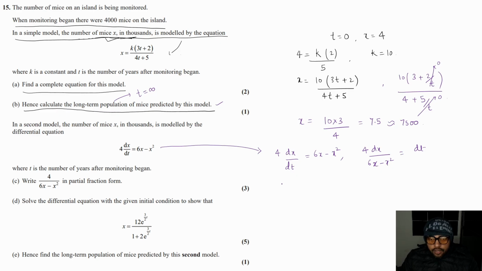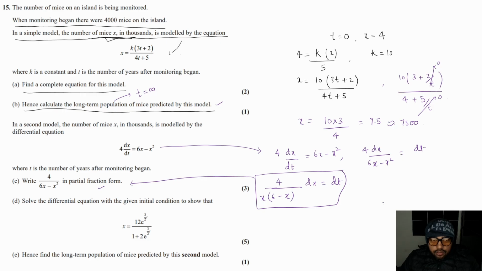So we are left with 4 upon x(6 minus x). I have taken x common in the denominator, so we are left with 4 by x(6 minus x) dx equals dt. They have asked in part C to write this in partial fraction form. So we have got this equation after rearranging, and now we need to write it in partial fraction form.